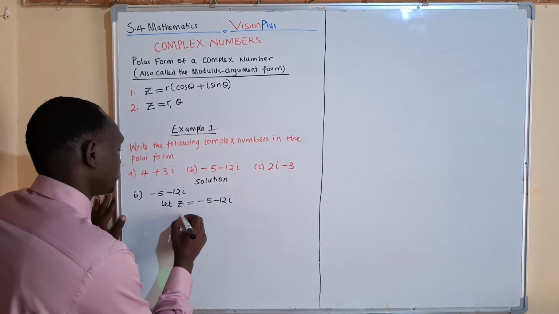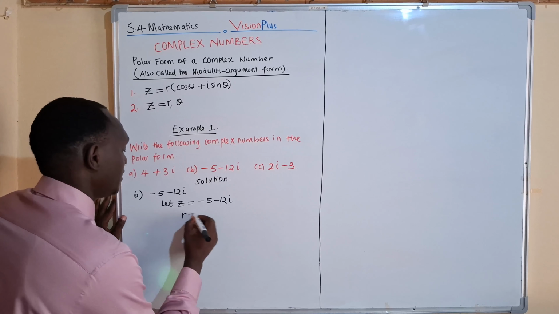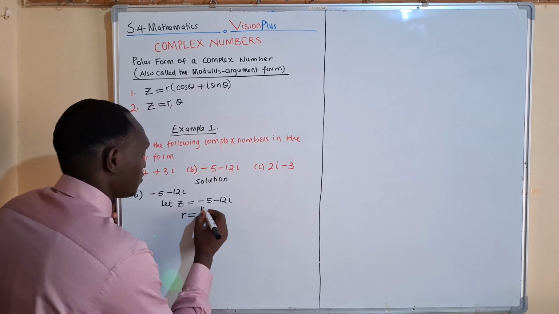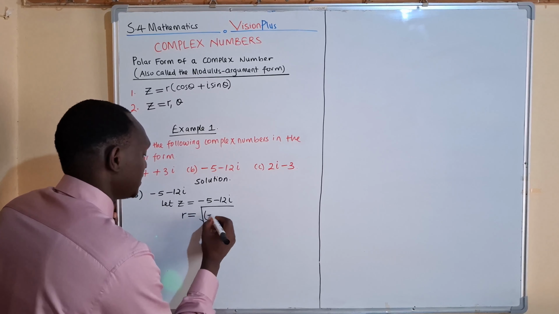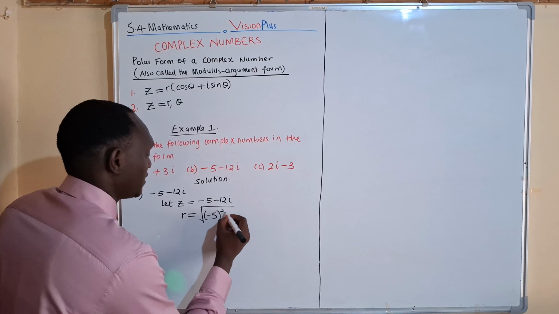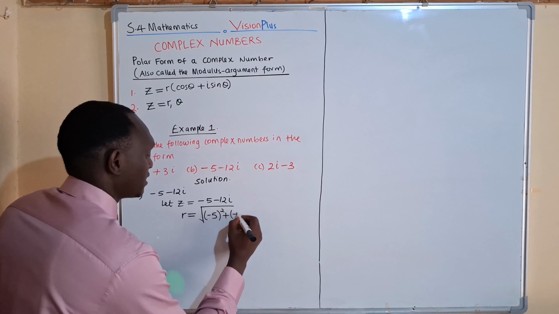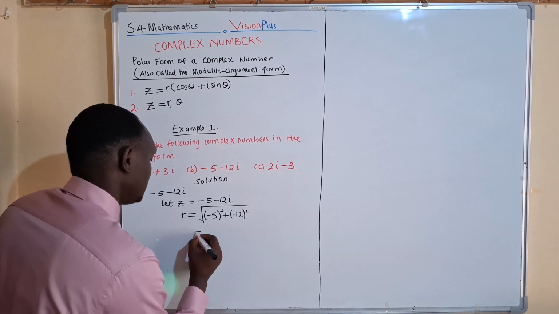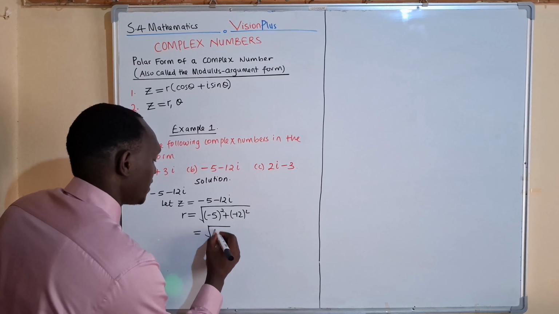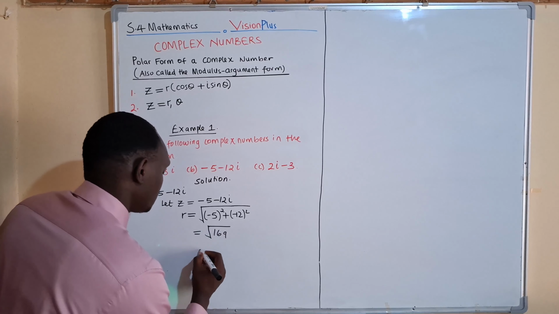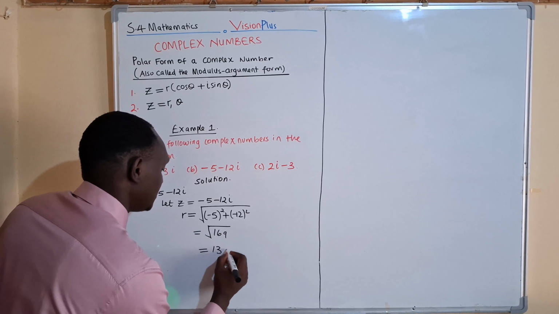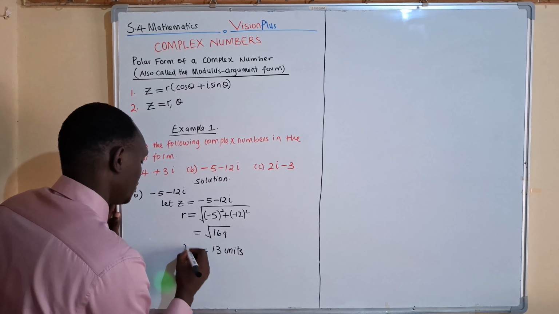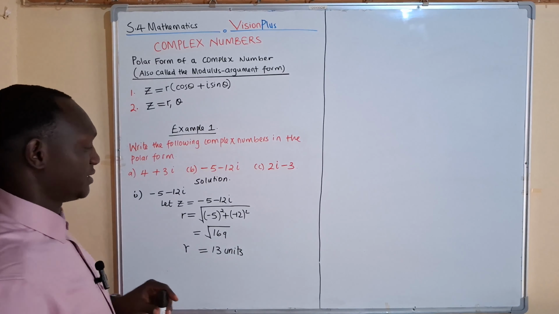So the magnitude of the complex number r is, you remember the formula, so we shall just say it is the square root of what is x. X is negative 5 squared plus y. Y is negative 12 also squared. Then you press the calculator, we shall get the square root of 169. And the square root of 169 is 13 units. So the value of r, which is the magnitude of the complex number, is 13 units.